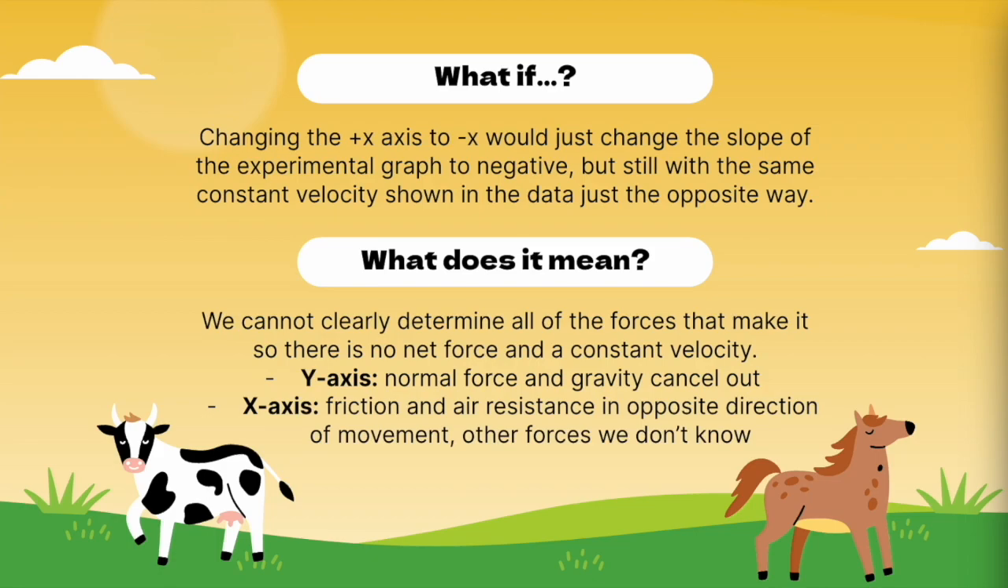For the what does it mean question, we cannot clearly determine all the forces that make it so that there is no net force and so that it has a constant velocity. In the y-axis, there's obviously the normal force and the gravity canceling out, but for the x-axis, there's really no net force, and there's friction and air resistance in the opposite direction of movement, meaning that there are also probably other forces that we don't know about.